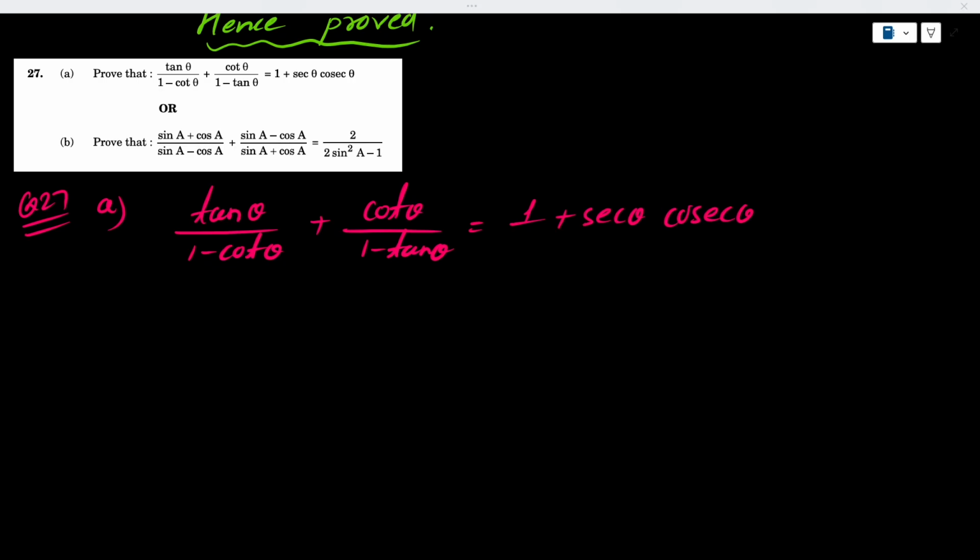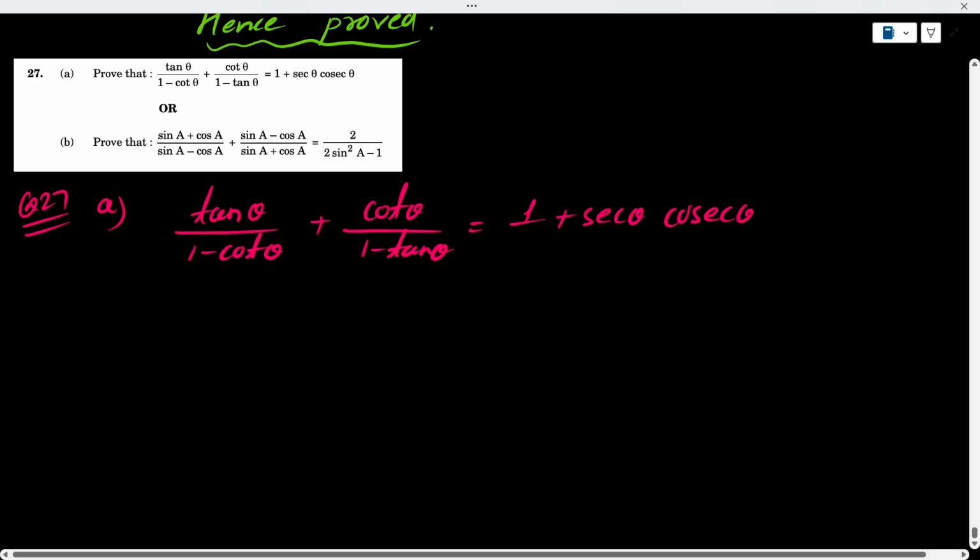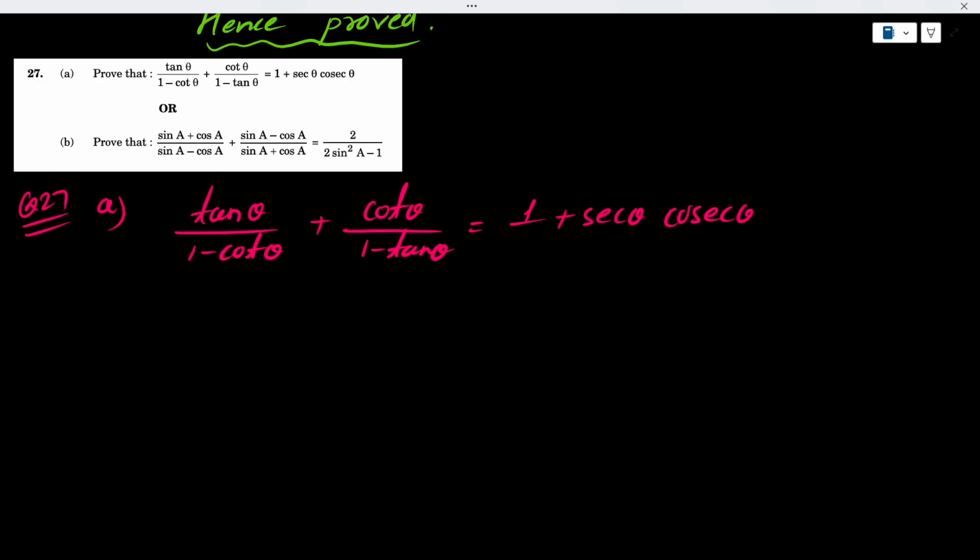Now if you see here, there is a tan, there is a cot, there is sec, cosec, everything is there, right? So you know that you can't use any one identity, because tan and cosec together you can't use. So what I'll do here, I'll take one side and convert everything into sine and cos. So take the left hand side, we start from the left hand side, we reach the right hand side. So what is there in the left hand side? Tan theta by 1 minus cot theta plus cot theta by 1 minus tan theta.